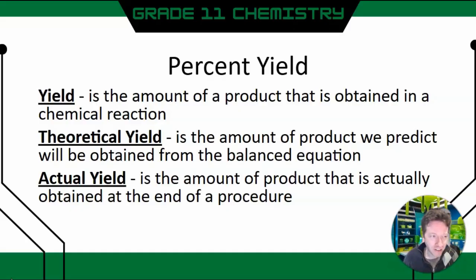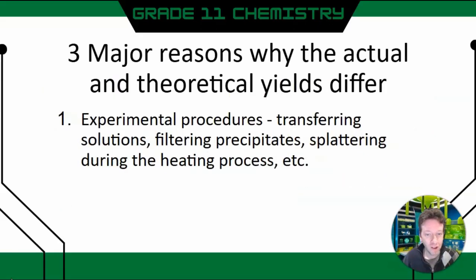So why are the actual and theoretical yields different? What separates our experiment from an ideal situation? Well, there's typically three major reasons for why this happens. One is in the experimental procedure itself, either with transferring solutions, the way you're filtering precipitates, maybe you had some splattering during the heating process. That can result in less yield.